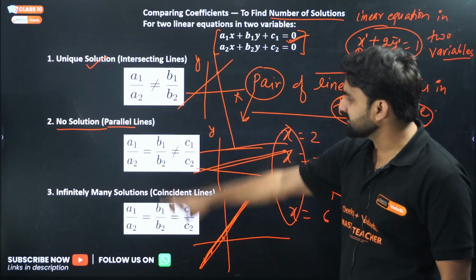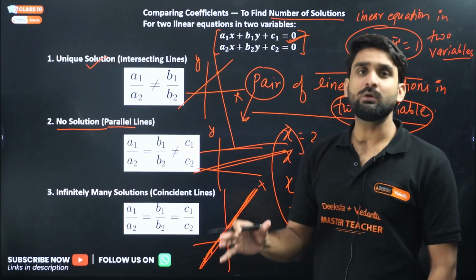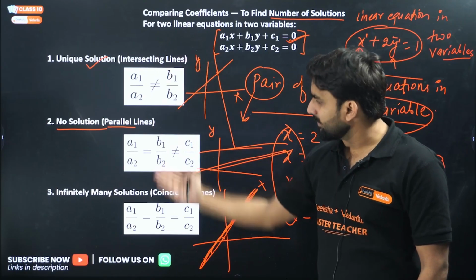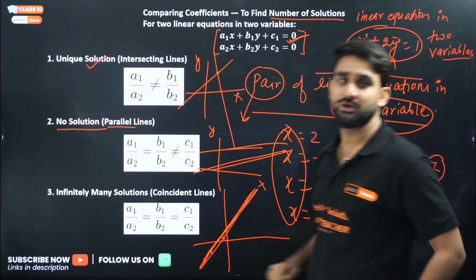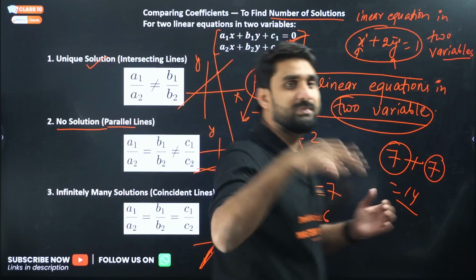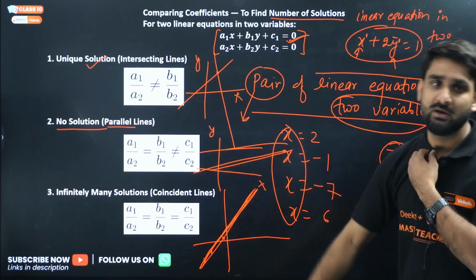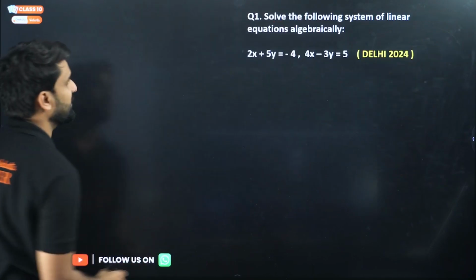This is very important, because in board exams, the board frequently asks questions on the basis of this relationship, the comparing of coefficients. You will be getting this question. You might get a question based on this theory in your pre-board exam as well, and I'll be doing a few questions based on this here. So let's move to the first question.